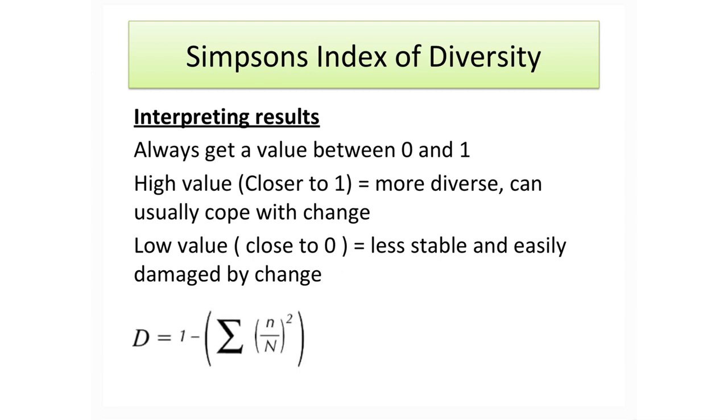Now, the important thing is, the more diverse an environment is, the more stable it is, so it can cope with change really quite easily. If something, though, is less diverse, it's less stable, and so it's easily damaged by change. So this formula, once you've worked it out, tells you if your environment is diverse and stable, or not very diverse and less stable.